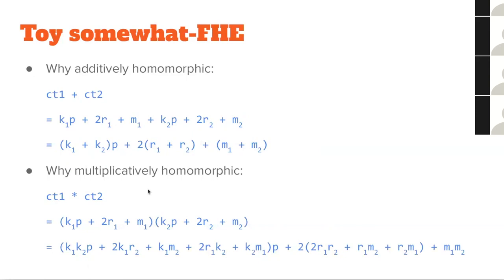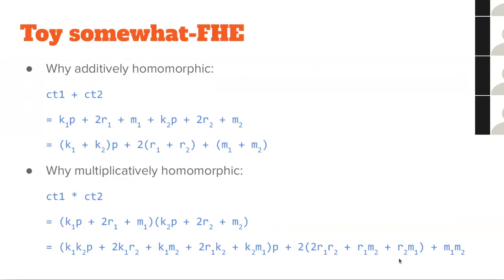Now, why is this multiplicatively homomorphic? So let's say you multiply together your two ciphertexts. Then you have an expression where your first ciphertext, k1p plus 2r1 plus m1, is multiplied by your second ciphertext, k2p plus 2r2 plus m2. And you basically just fully expand this.